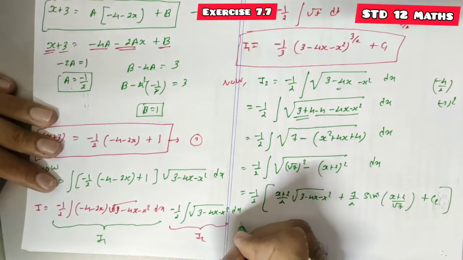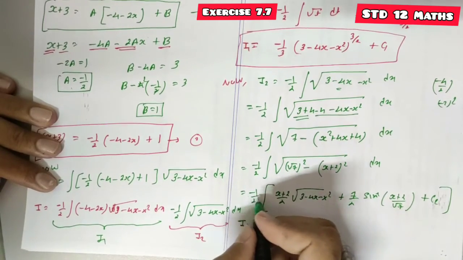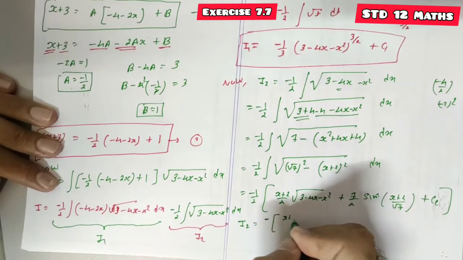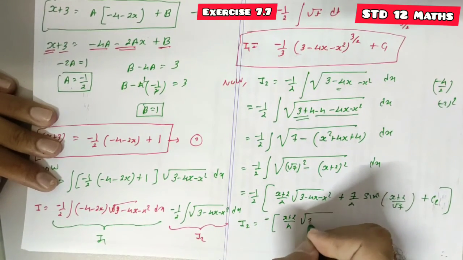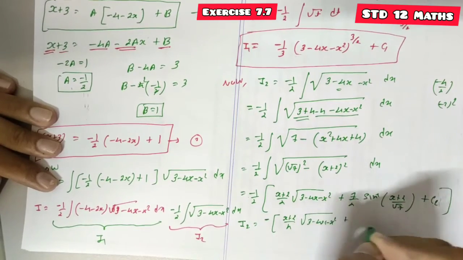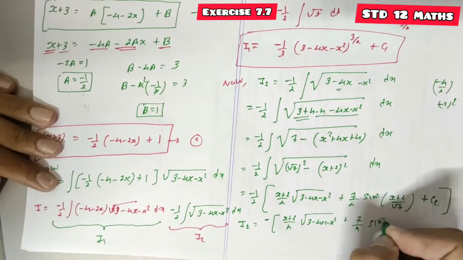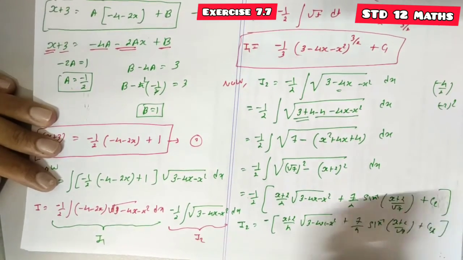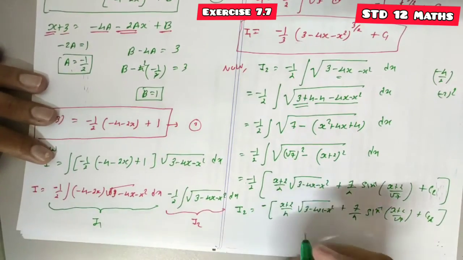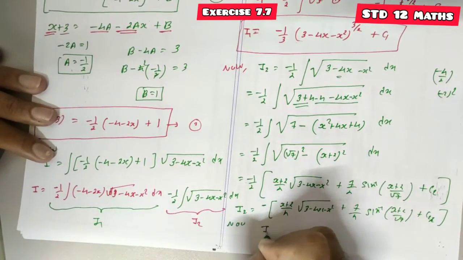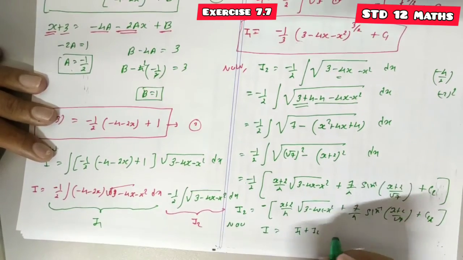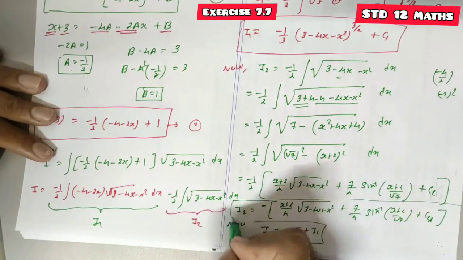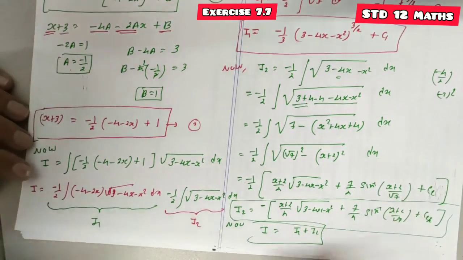Done. So our I2 is minus 1. So it's a minus sign x plus 2. No, minus को आगे ही रखो. x plus 2 by 4 square root of 3 minus 4x minus x square plus 7 by 4 sine inverse x plus 2 by root 7 plus c2 by 2. Then this is our I2, and then you have to write your final answer as I equal to I1 plus I2. This is our I1 and this is our I2. Done, students.